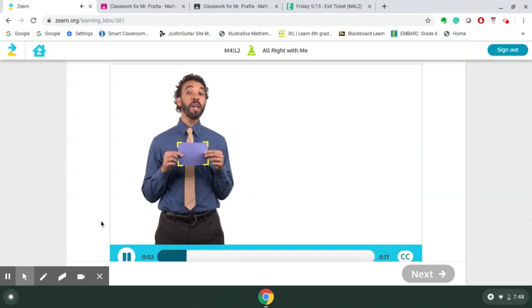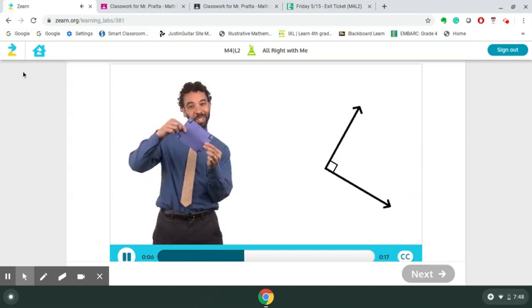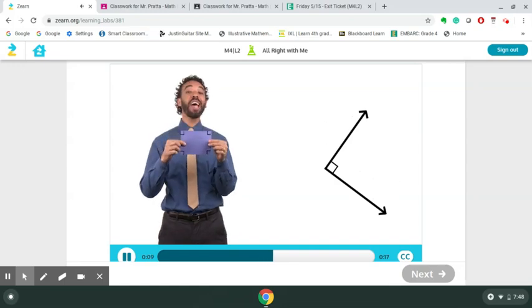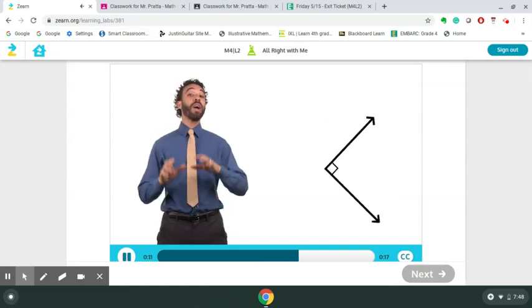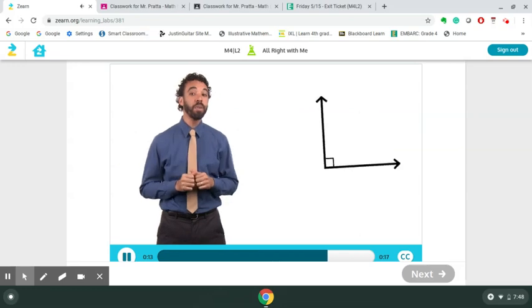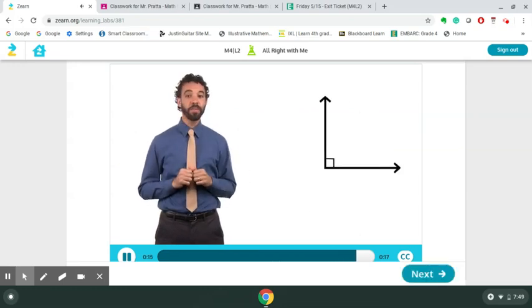All 4 corners of the paper form right angles. A right angle can look like this, or it can look like this. The paper always has 4 right angles. No matter how you turn it, it's still a right angle. Let's look for some other right angles.